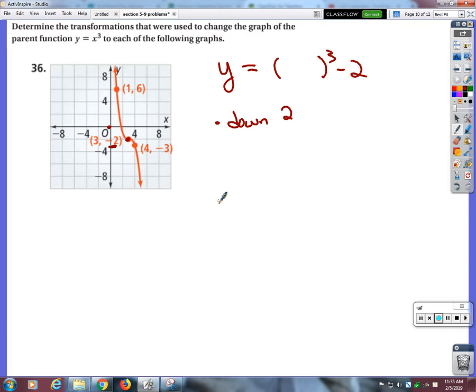Okay, what else happened to this graph? To the right 3, which means that I need a plus 3 inside. Oh, sorry. That should be a minus 3. Okay, inside the parentheses is the opposite. Okay, so down 2, right 3, what else? Flipped over the x-axis. So there's got to be a negative in front.